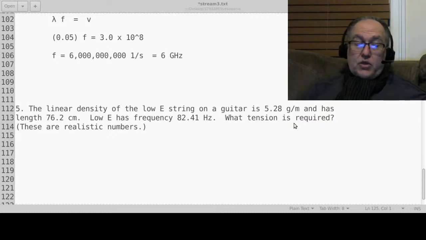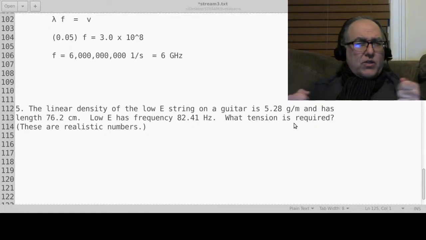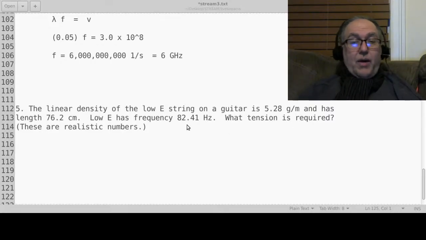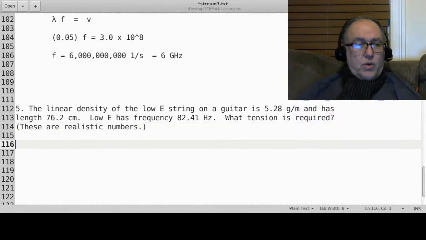When you're tuning a guitar, you turn that key and it increases or decreases the tension in the string. You have to get just the right amount of force. Tension is a force. You have to get just the right number of newtons of tension in order to get that frequency, and I want to know how much that is. So let's go through it. I'll give you the equations as we go.